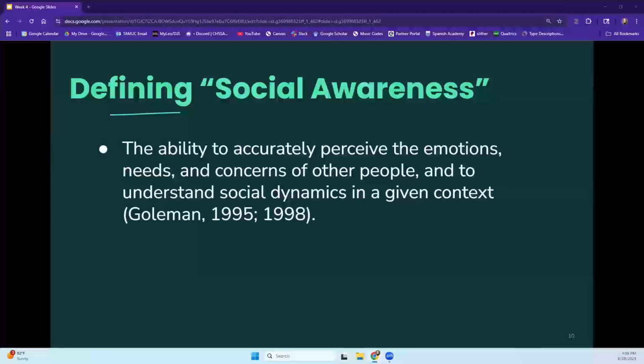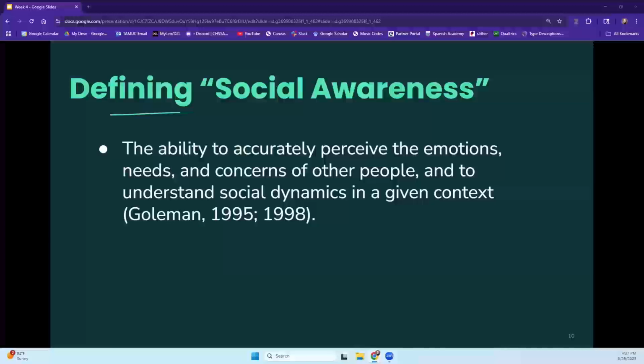Now, to accurately perceive the emotions and needs and concerns of other people, this isn't just empathy, but it largely encompasses being empathetic. So understanding other people's feelings and perspectives. There's also understanding group dynamics, emotional currents, and power relationships. Being service-oriented, so recognizing the emotions, but also meeting the needs of others. So it's not just noticing emotions, but being proactive on assisting or being present with them.